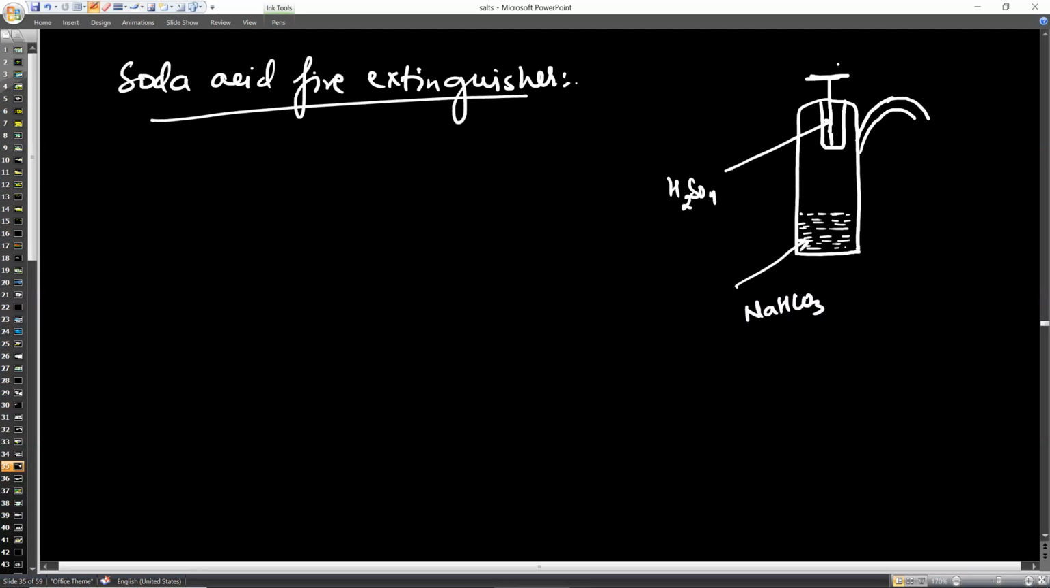What happens in the soda acid fire extinguisher? When you press it, this glass bottle which has H2SO4 will break and will react with sodium hydrogen carbonate. So sodium hydrogen carbonate, which is a metal hydrogen carbonate, when it reacts with acid, which is H2SO4, then what will it give you?